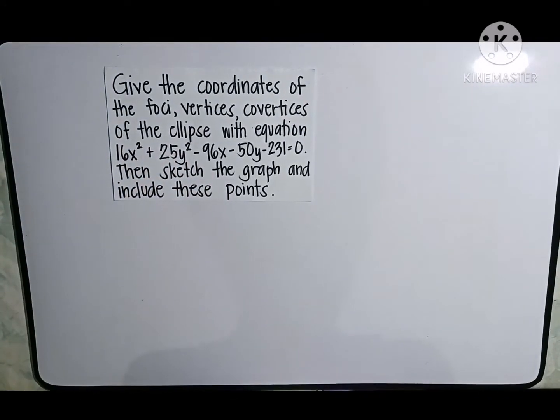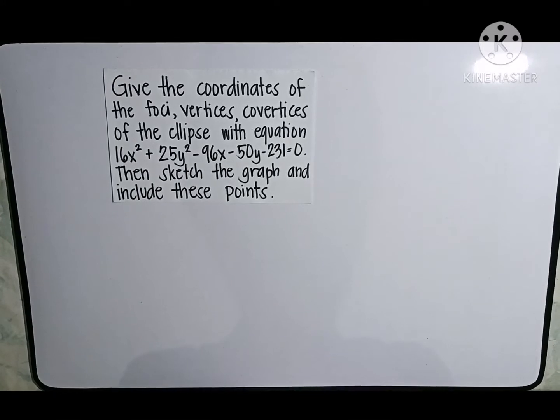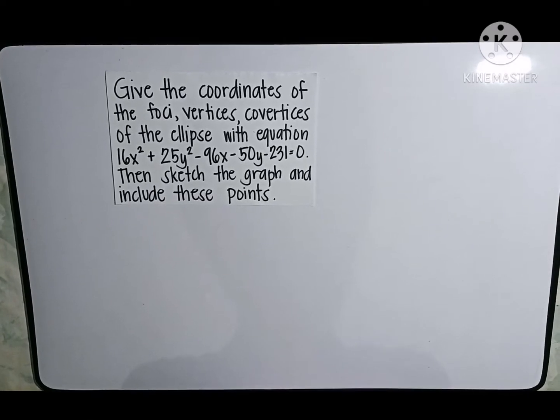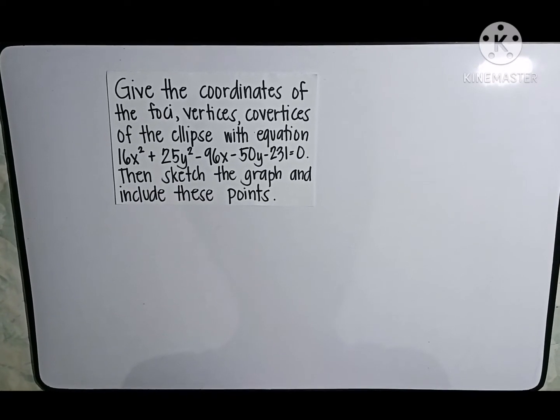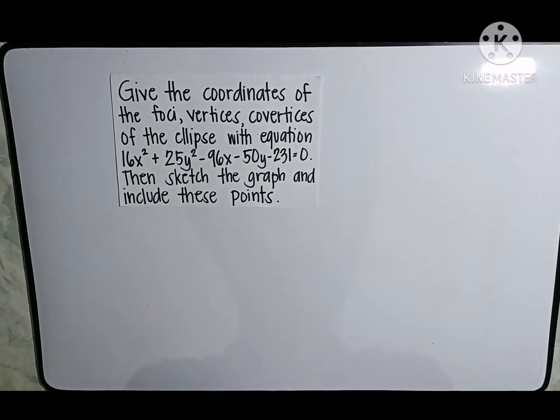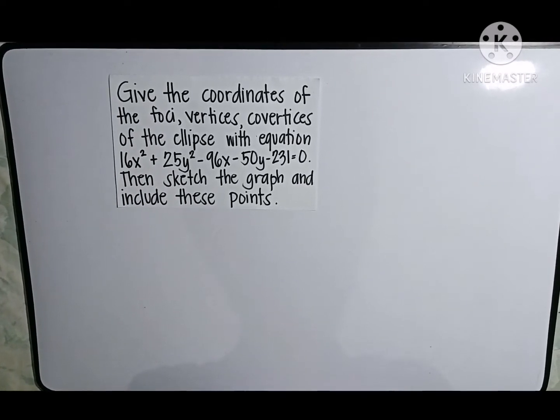The ellipse is the third kind of conic section. Give the coordinates of the foci, vertices, co-vertices of the ellipse with equation 16x squared plus 25y squared minus 96x minus 50y minus 231 is equal to 0. Then sketch the graph and include these points.